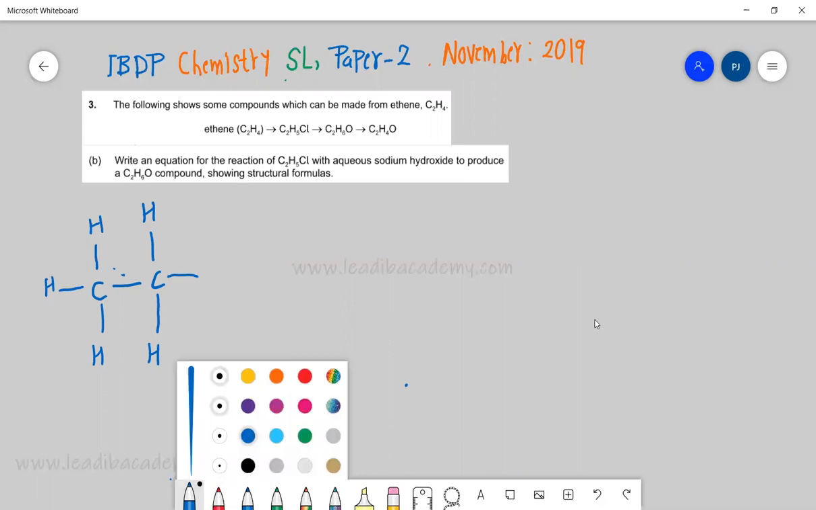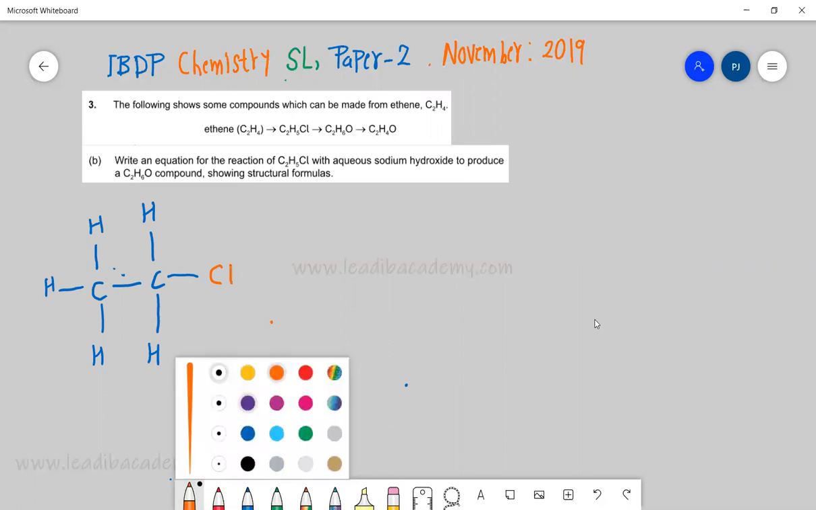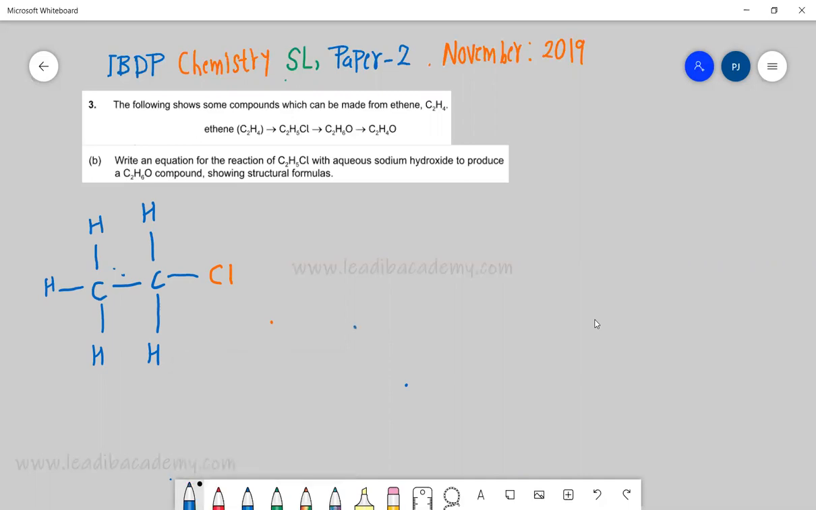Let me show with a different color. This is called chloroethane. And then NaOH. Aqueous means we are talking about OH minus, and there is heat. Now what is going to happen?